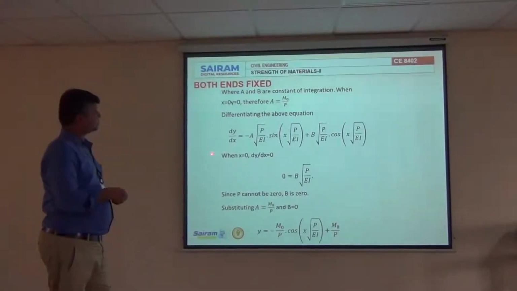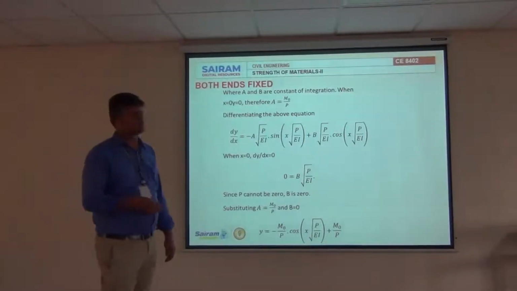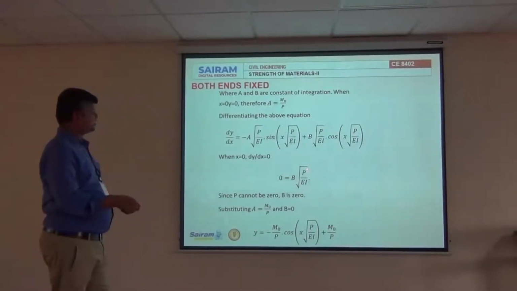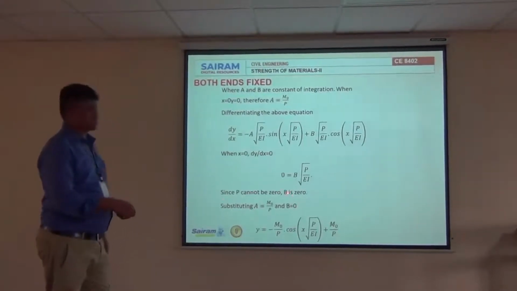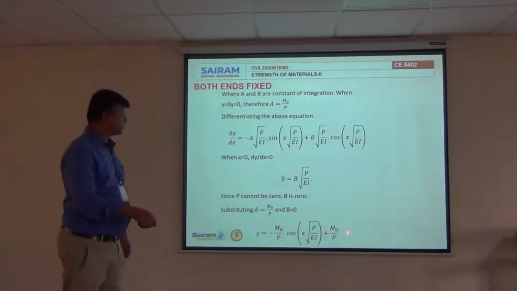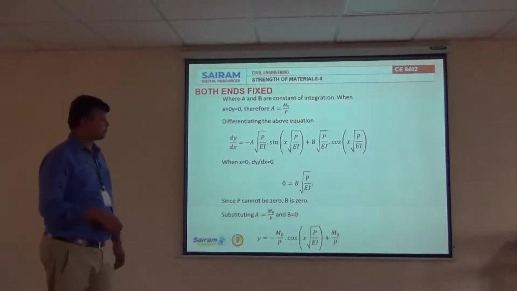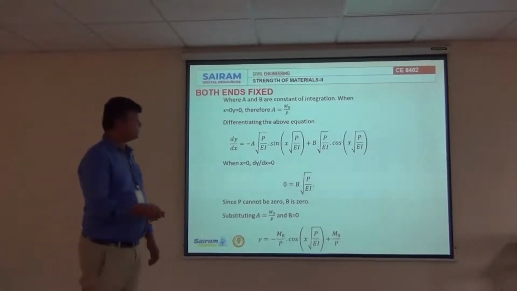Next we are applying the second boundary condition at x equal to 0, du by dx equal to 0. So we will be getting b as 0. Now substituting the value of a and b, we will be getting the equation y equal to minus m0 by p cos x root of p by a plus m0 by p.